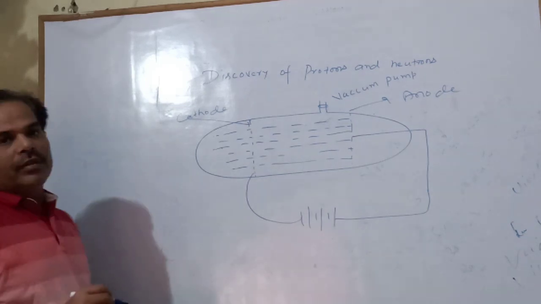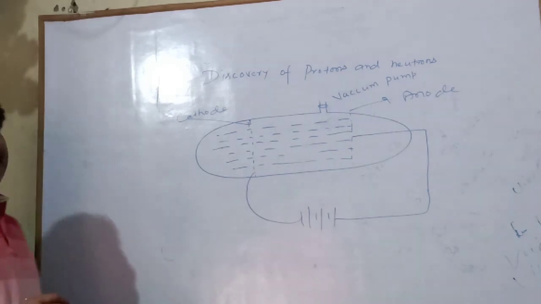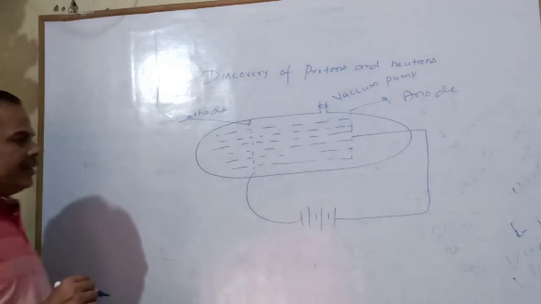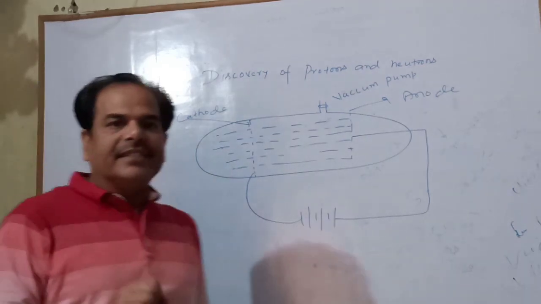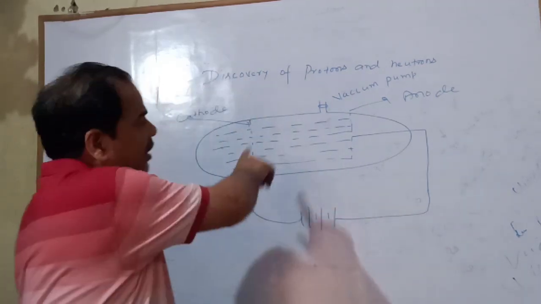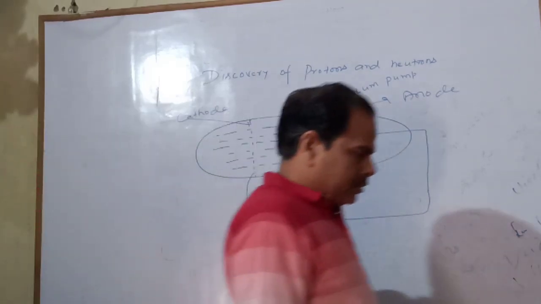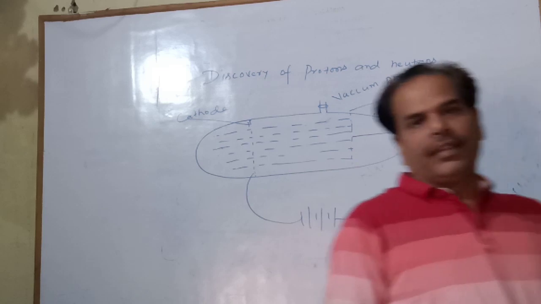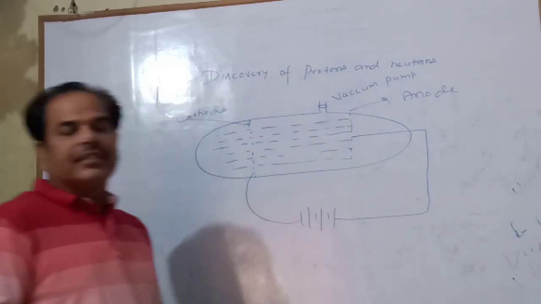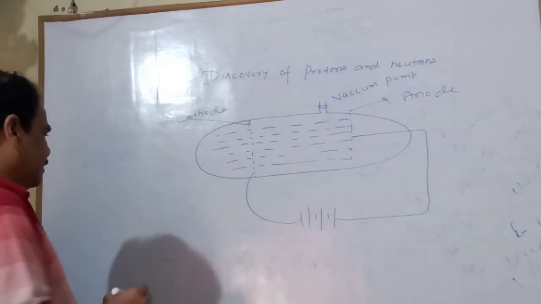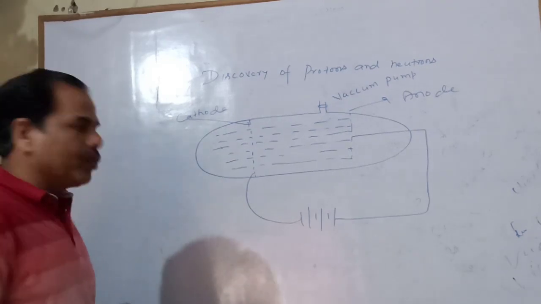The source of production of canal rays: when high potential is applied within the discharge tube, atoms of the gases get ionized and give protons.